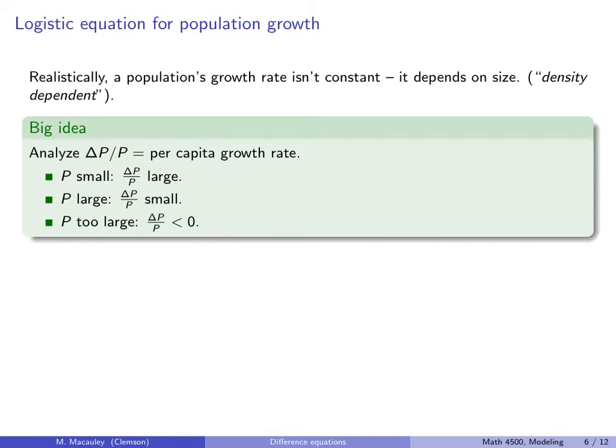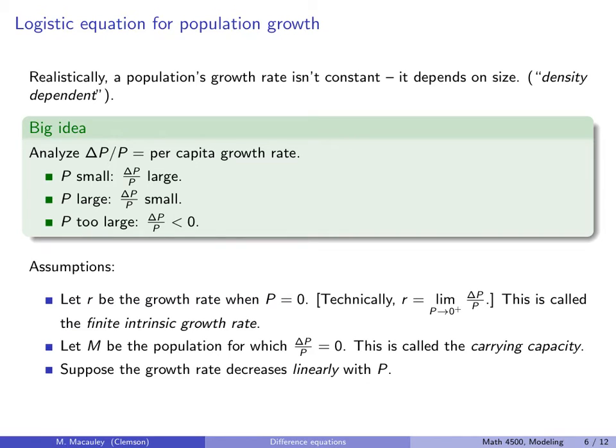So let's make some assumptions. Let R be the per capita growth rate when population is 0. Well, I really mean when population is almost 0. So the finite intrinsic growth rate, if you want to formalize it, R is the per capita growth rate in the limit as the population goes to 0 from the right-hand side. So basically the rate when there is no overcrowding or no competition for resources.